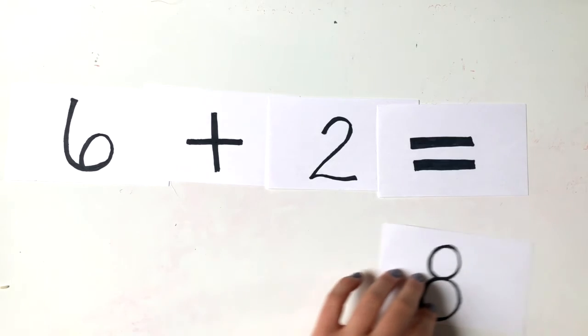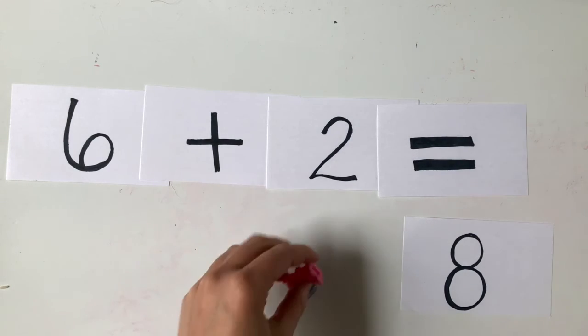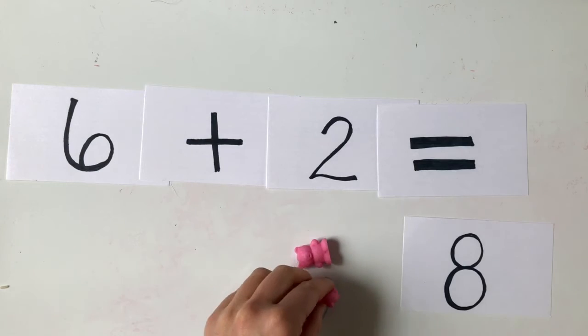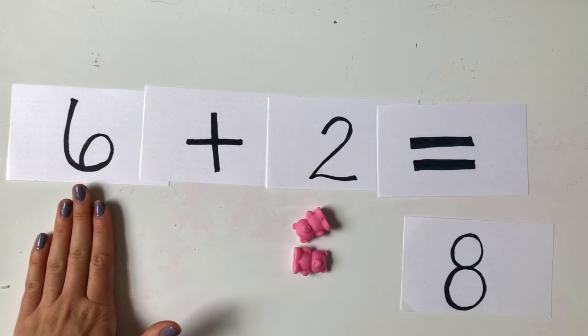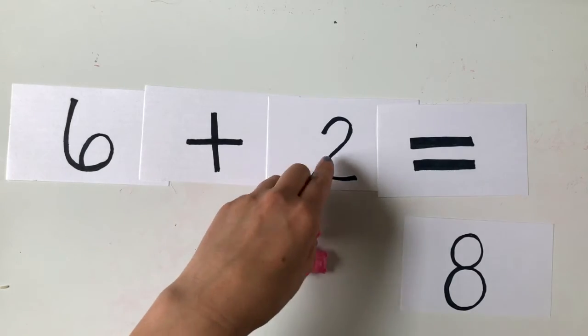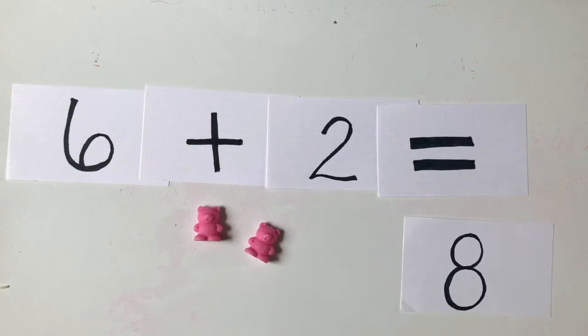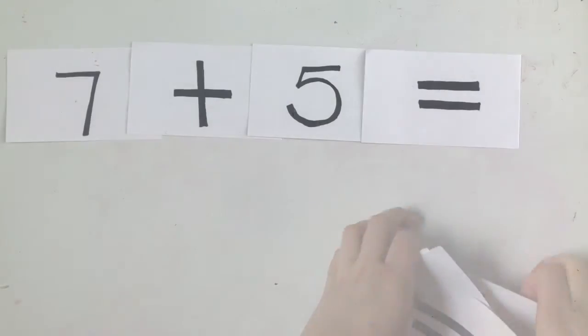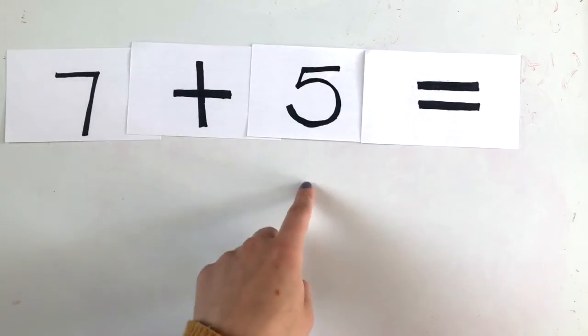Now friends, for addition, you can also use the counting on method, but it's a little bit different. So we'll start at 6, and then we're going to count up 2. So I'm going to put 2 bears there, and I'm going to start at 6 and count 7, 8. And 8 is our answer. Okay, let's try another one of those. Okay, let's do 7 plus 5.